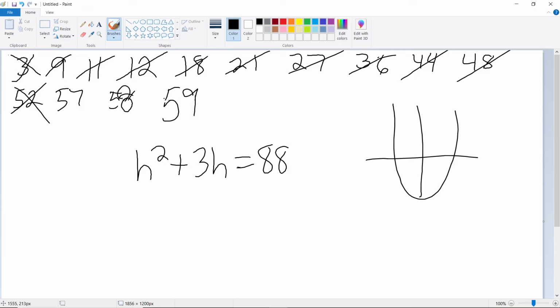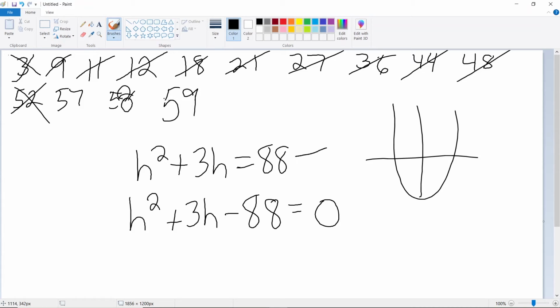It's a parabola. But we can solve it by hand too. We can do h squared plus 3h minus 88 equals 0. So this you can just type into your calculator and it'll show you the values. And if you can't tell on the graph, then just look at the table of values and you can see where it's equal to 0. Okay, but let's try to figure this out. We have to find factors of negative 88 that equal 3.